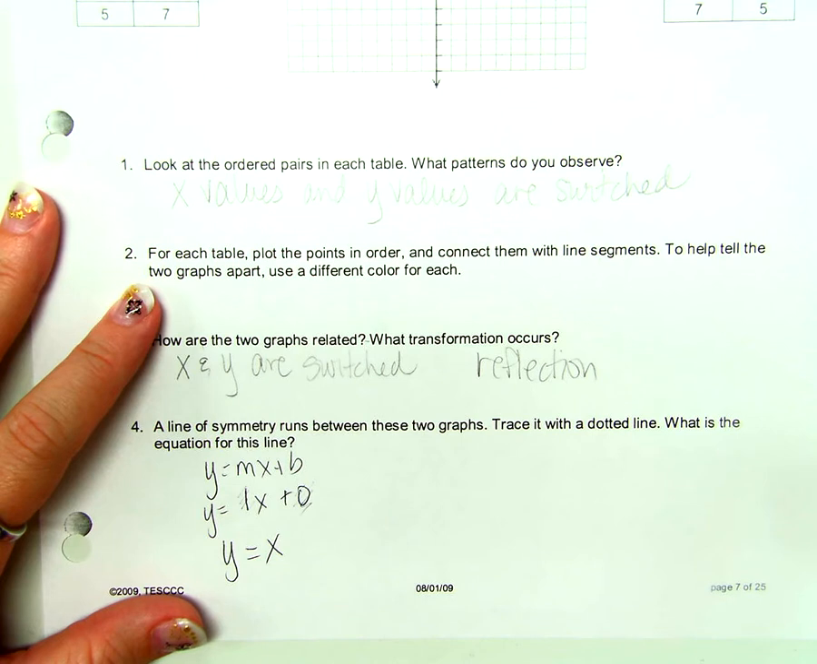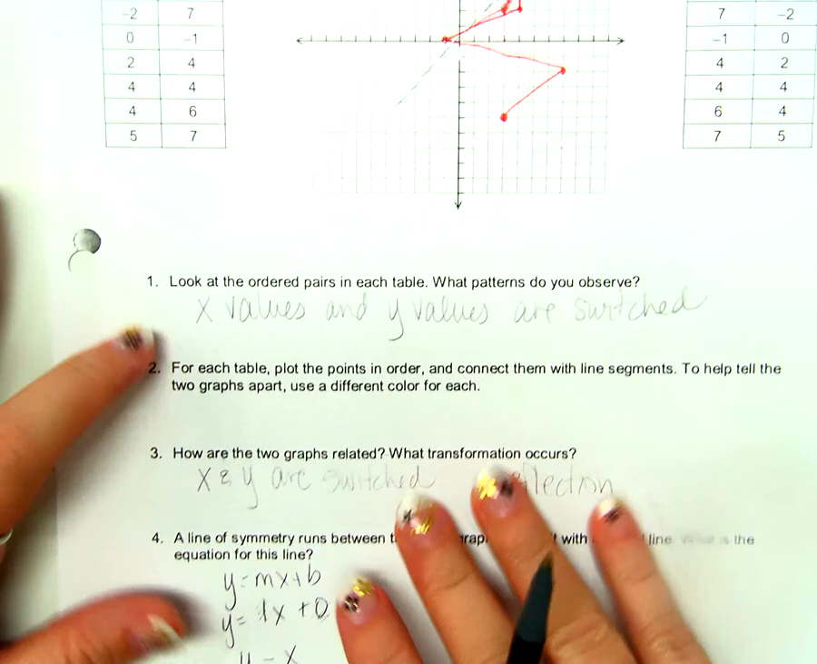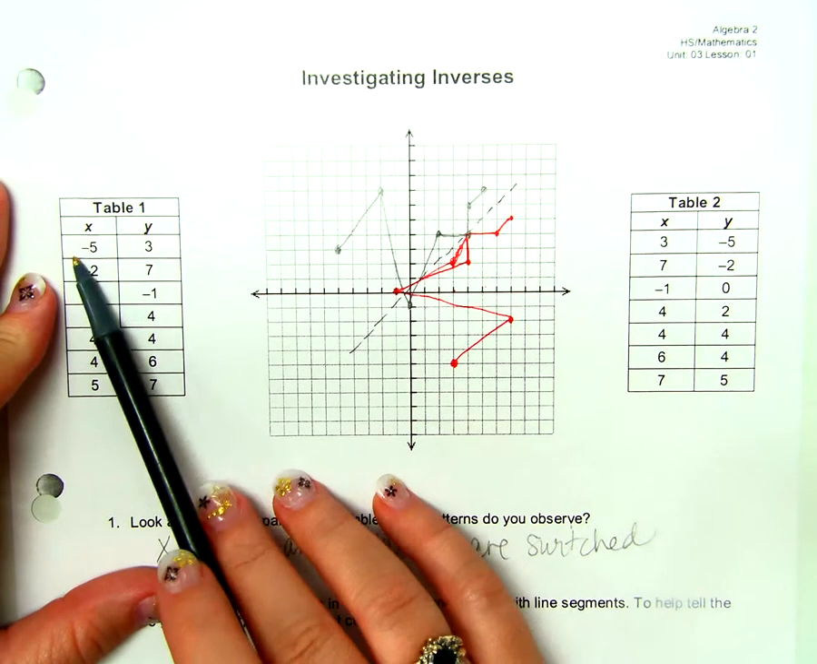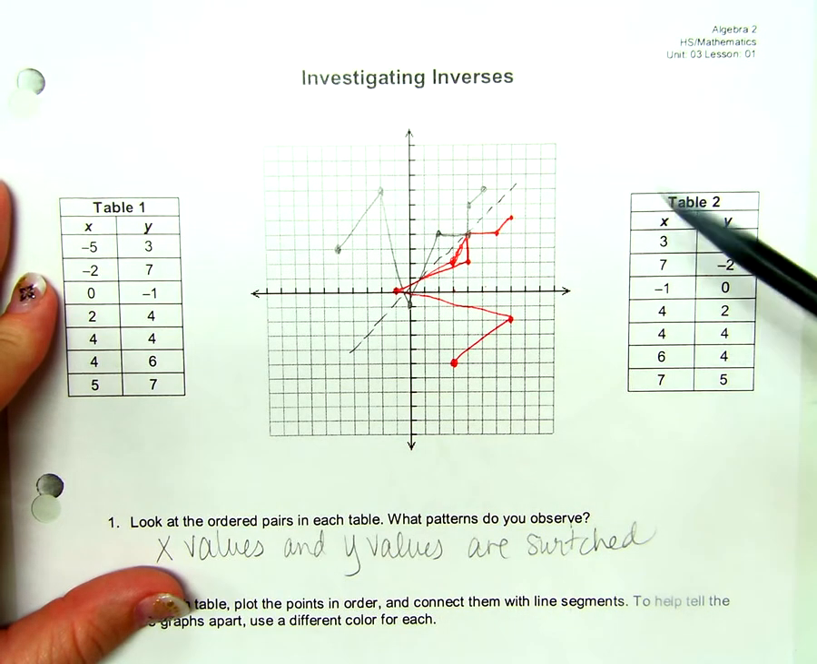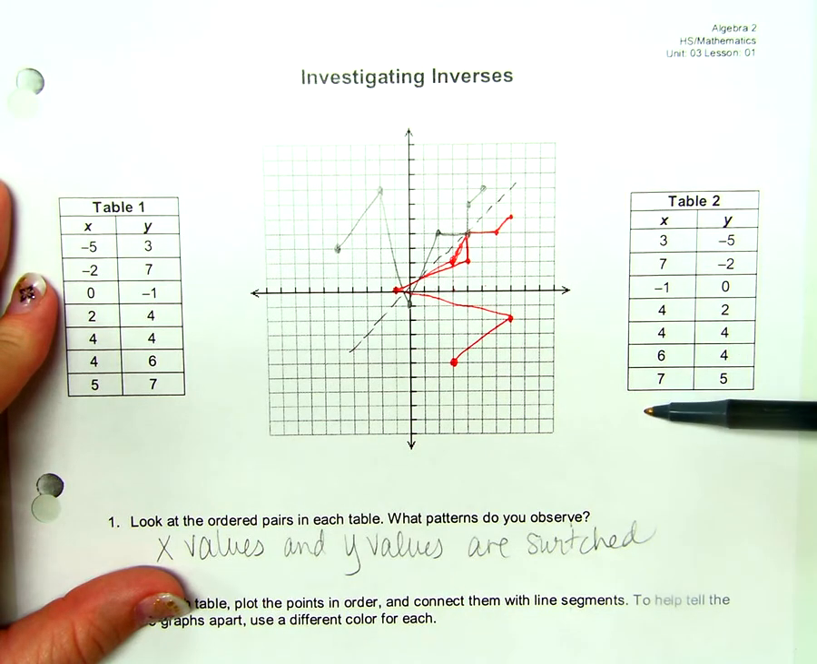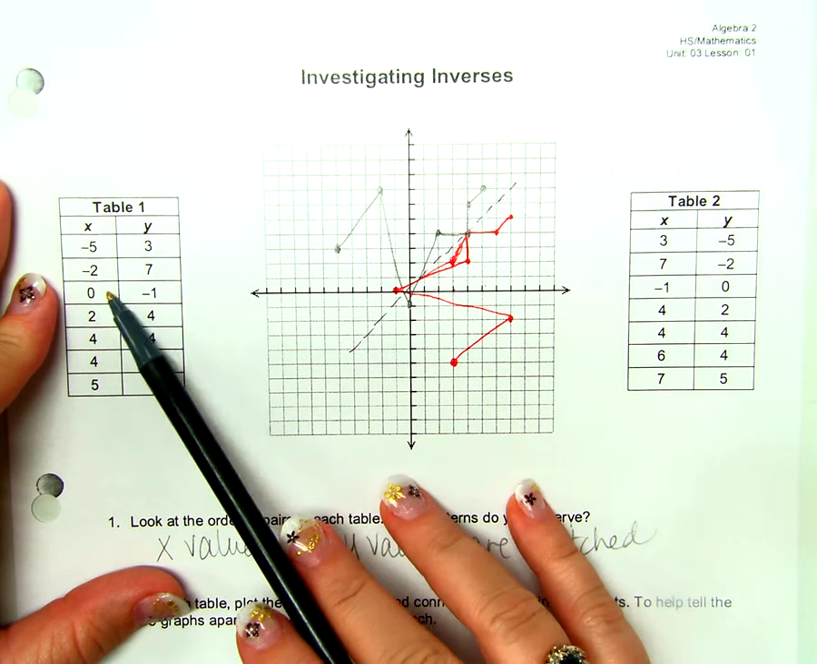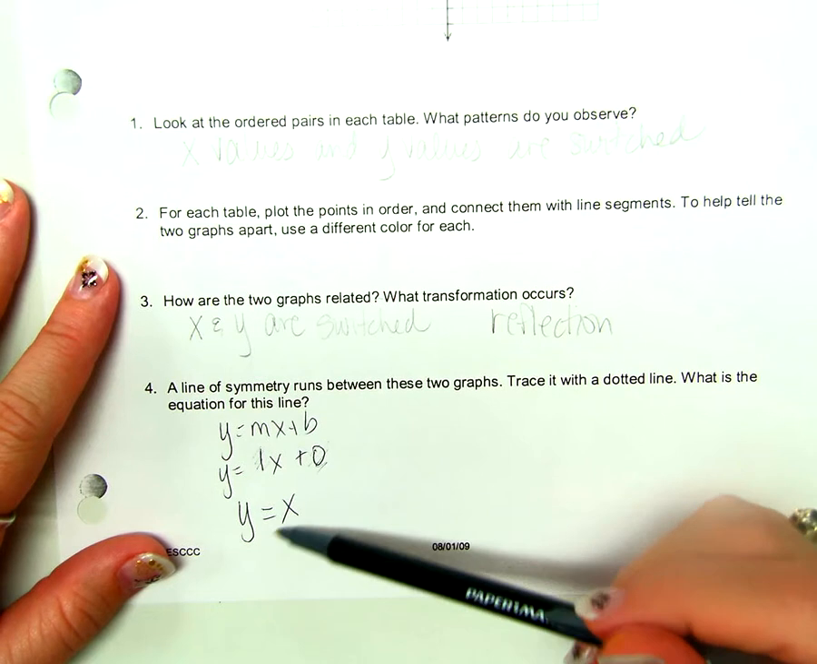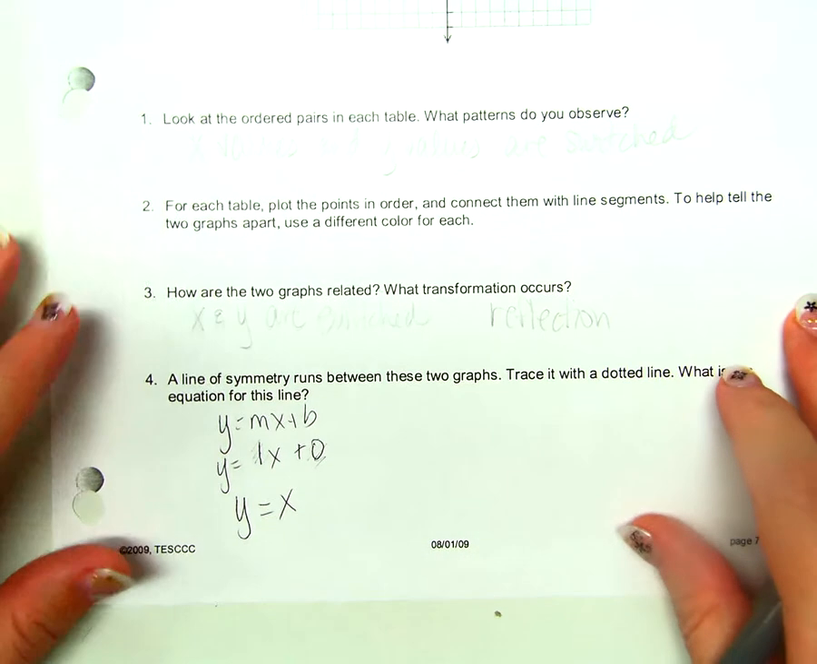Does that make sense at all? Does it make sense that it reflects over the line y equals x? Well, remember what we did, guys. In this first table, these are x's and these are y's. In the second table, we rewrote the x's where the y is and rewrote the y's where the x is. And so at some point y equals x and x equals y. So does it make sense that it's reflecting across the line y equals x? Hopefully, yes. Okay? Next worksheet.